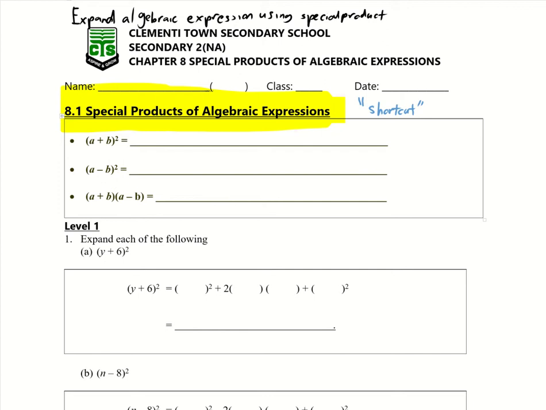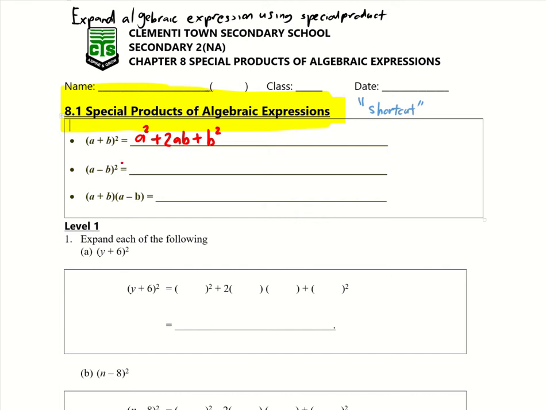So let's take a look at what these special products are. We have three special products that you will have to remember. The first one is if I have a plus b and the whole thing square, if I expand this, I will simply get a square plus 2ab plus b square. So I repeat, if you expand a plus b the whole thing square, you don't have to do the multiplication frame. You can straight away write it as a square plus 2ab plus b square.